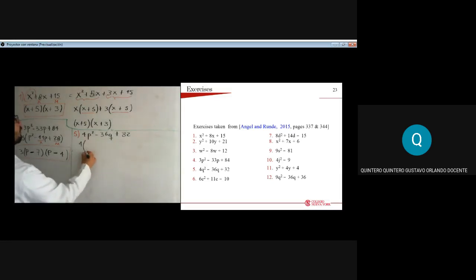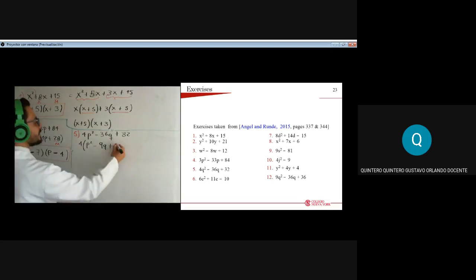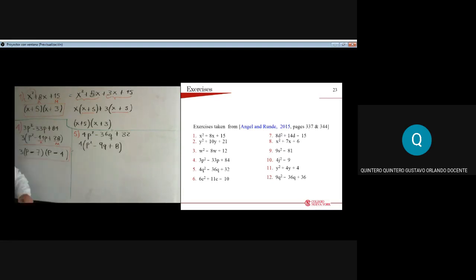The common factor will be 4. And inside, we'll have p squared minus 36 divided by 4. How much is that? That thing is 9. So 9q. And then plus 32 divided by 4. How much is that? Let's see. Well, that thing is 8. So let's just leave the 8 over there and close our parentheses. That's it. Common factor first. Now that we have our common factor, we have the same type of exercise as before. We need to find two numbers that multiplied gives me 8, and when added gives me 9.